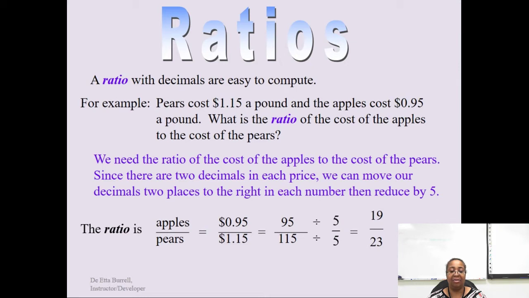Now, since I have two decimals here and two decimals here, I can just move my decimals two places to the right. That's the same as multiplying by 100. It's just a shortcut. And then, because both of these end with 5, I can divide by 5, and I get the ratio of 19 to 23. So you're just moving your decimal over two places, which is the same as multiplying by 100, to actually get it to a form that's easy to reduce.